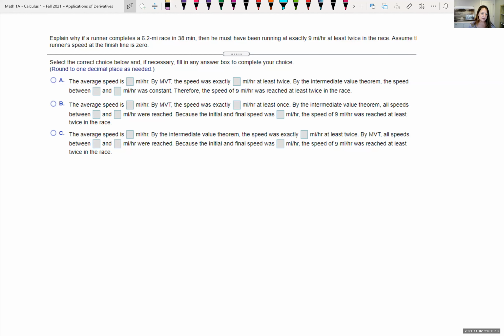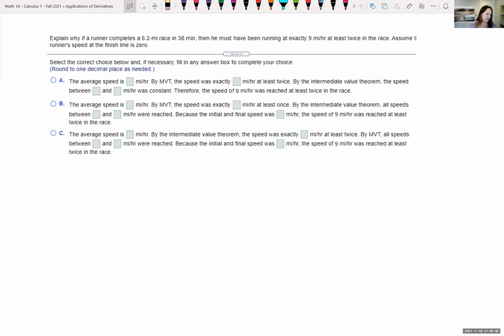Okay, so this next example says, explain why if a runner completes a 6.2 mile race in 38 minutes, then he must have been running exactly 9 miles per hour at least twice in the race. Assume the runner's speed at the finish line is 0. Okay. So select the correct choice below, and if necessary, fill in the answer box to complete.